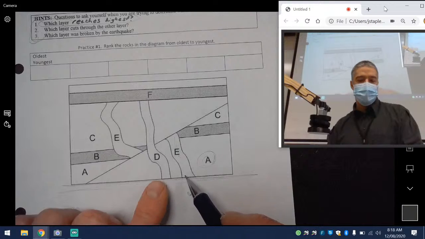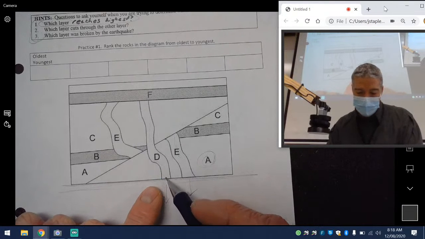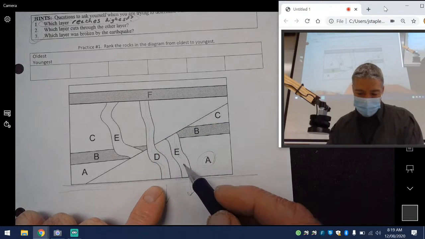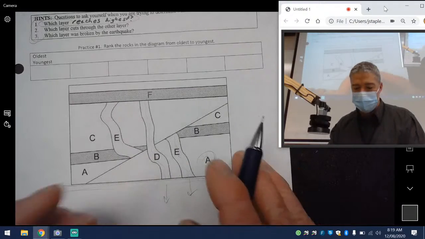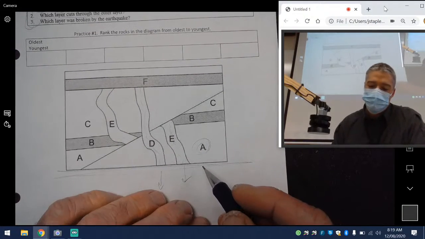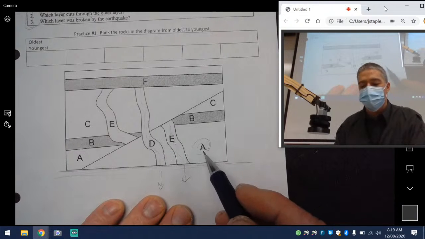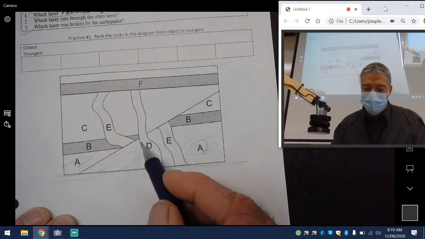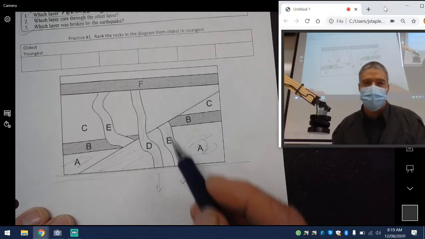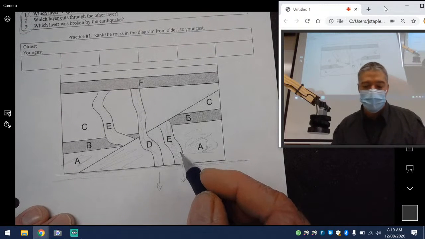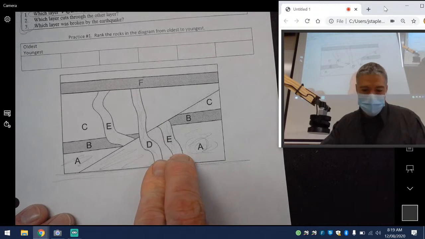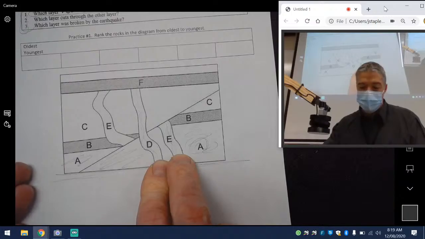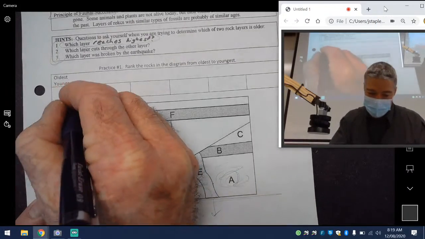Look at this. The way D would form is magma would go blub blub blub and burn its way through here, and then E formed like this. But E got broken. So which one cuts through the other? Does A, which is all this stuff, cut through layers D and E, or do D and E cut through A? D and E cut through A. So if they cut through it, are they younger or older? They're younger. It had to be there first. So the youngest one is A.